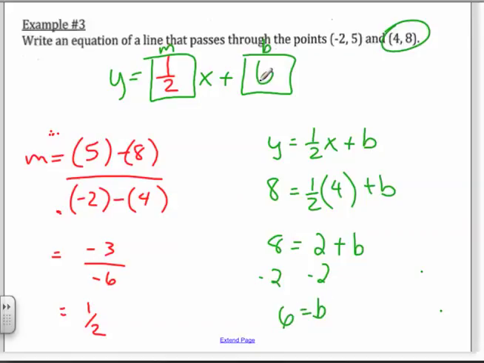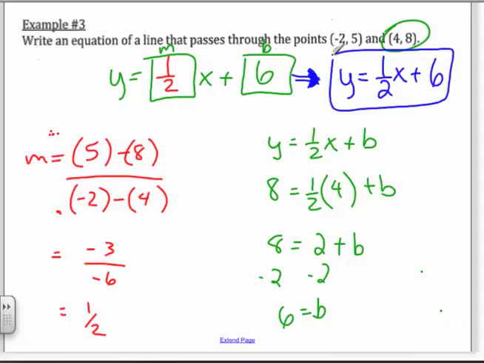Beautiful. That's simple. Now, that's not the way I'd write it on the test. My answer on the test would look like this. Y is equal to 1/2 x plus 6. Okay? Beautiful. Done. See you at the next exam.